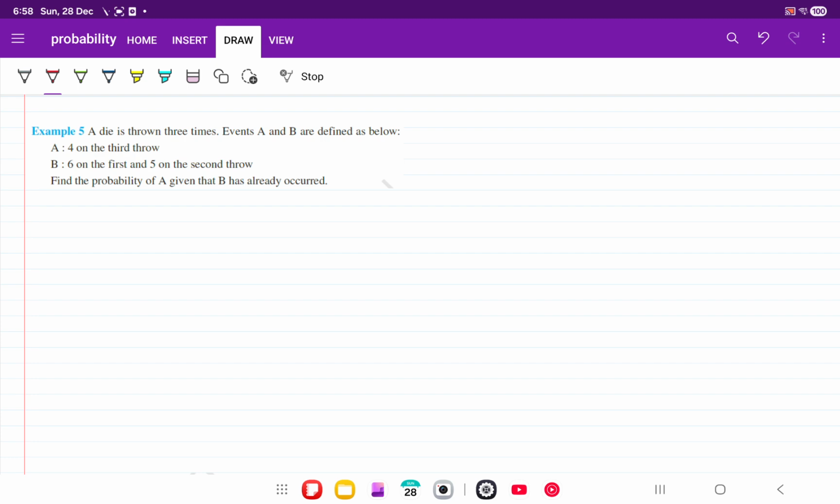So you have the first event: 4 on the third throw. The second event is 6 on the first and 5 on the second throw. Let's see, if a die is thrown thrice, how many total cases are there? A die can be thrown once, twice, or thrice. So how many total cases are there?